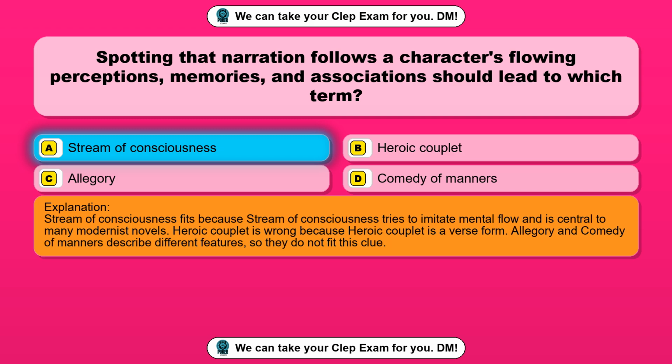Stream of consciousness fits because stream of consciousness tries to imitate mental flow and is central to many modernist novels. Heroic couplet is wrong because heroic couplet is a verse form. Allegory and comedy of manners describe different features, so they do not fit this clue.